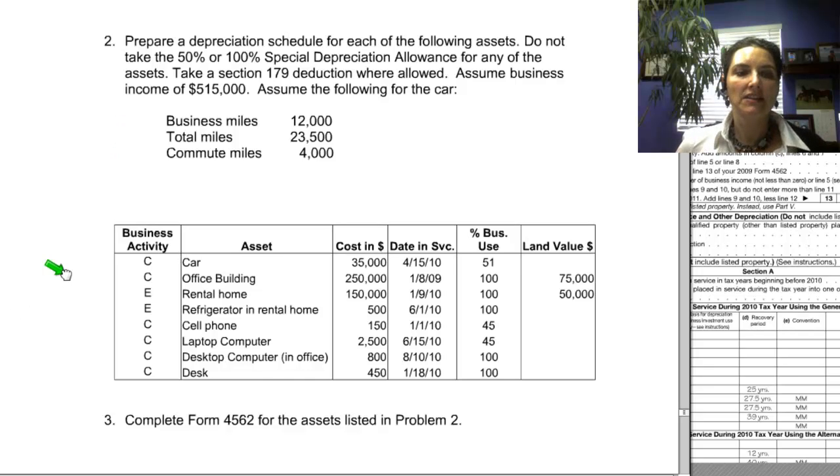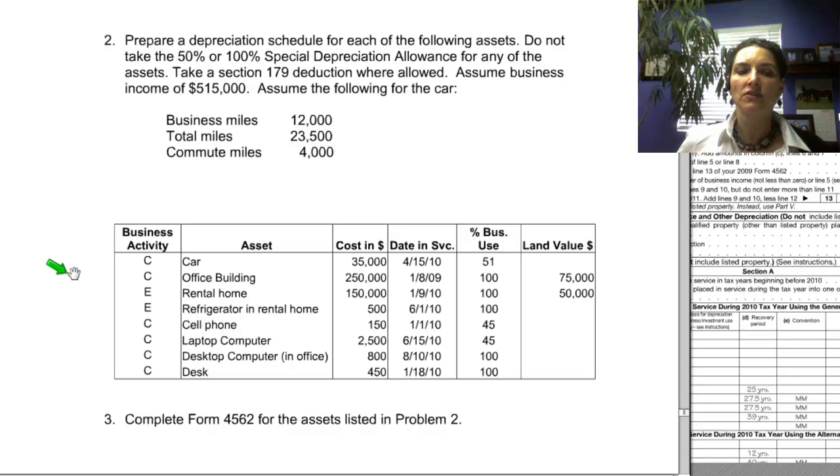Here are the assets, and you will see that we have assets used in 2 different businesses, and that means you will need to prepare 2 separate depreciation schedules. Do not mix assets from different businesses onto one depreciation schedule or one Form 4562. Ultimately, you need to prepare 2 depreciation schedules and 2 Forms 4562, dividing the assets appropriately. And then, of course, Part 3 of this assignment is to complete Form 4562.